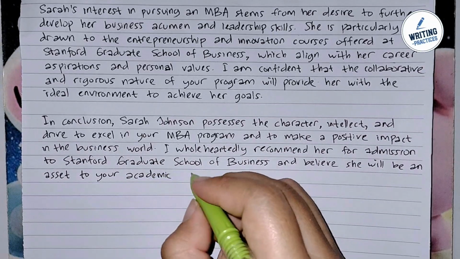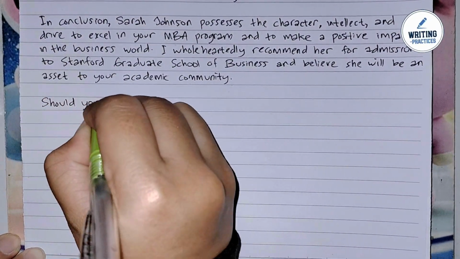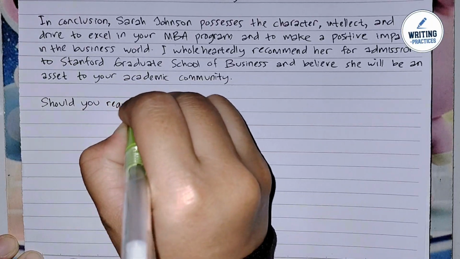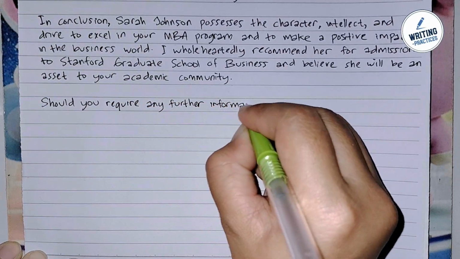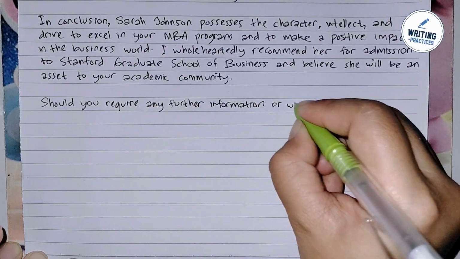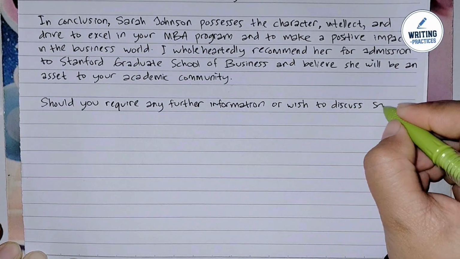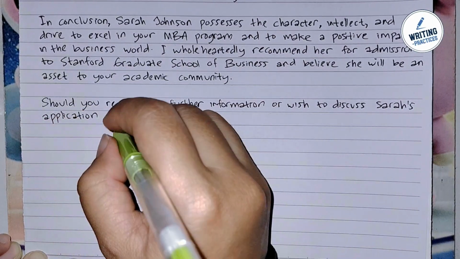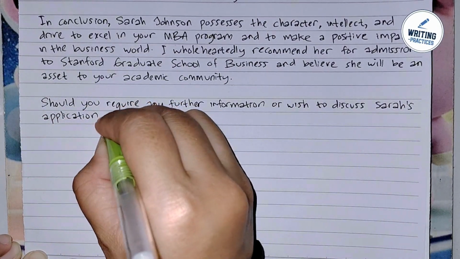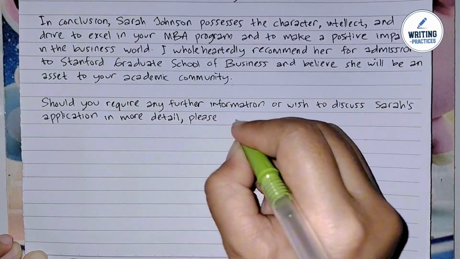In paragraph 6, it is time to offer further information. You can offer to provide additional information, or further discuss the applicant, if necessary. It is to show your willingness to support their application. By doing so, don't forget to mention your contact information, and express your willingness to provide any additional information the admissions committee might need. You may check this example.